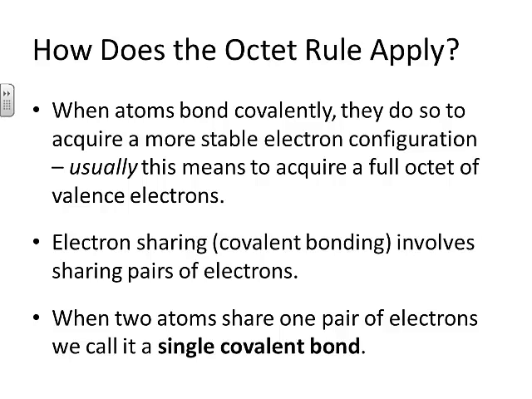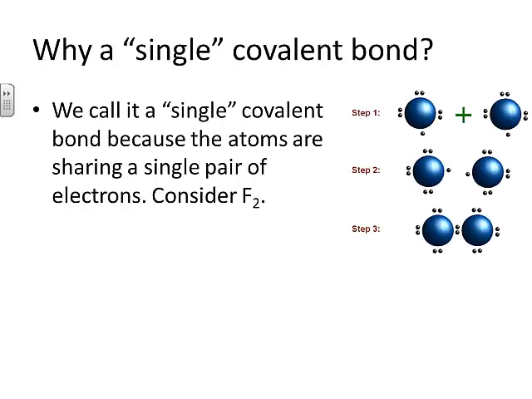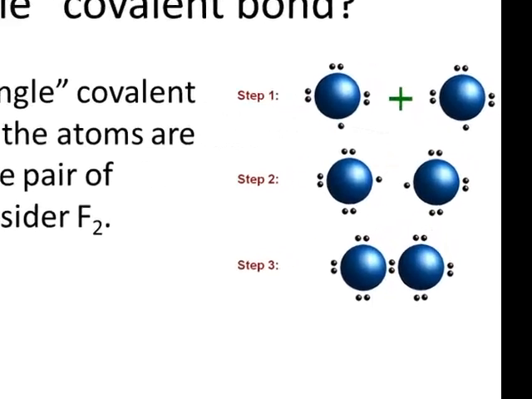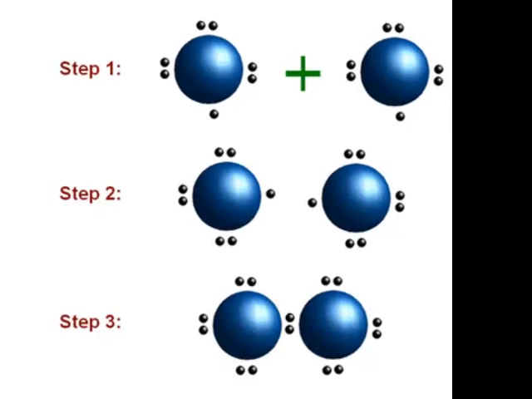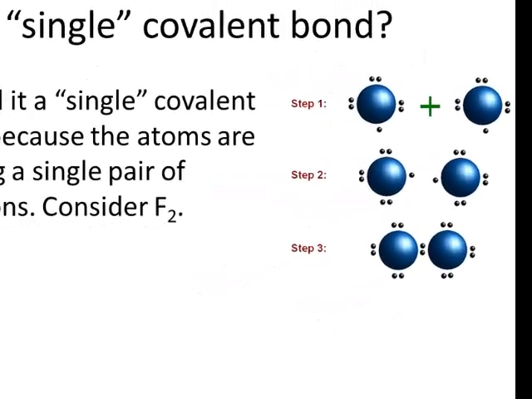Now, electron sharing, as we learned in section 1, is called covalent bonding and involves sharing pairs of electrons. When two atoms share one pair of electrons, we call it a single covalent bond. The reason we call it single is because the atoms are sharing a single pair of electrons. If we consider F2, which is forming in the diagram here on the right, we can see in the top that we have two fluorine atoms, each of which have 7 valence electrons. As they come closer together, those single electrons that are not paired up can form a pair together and be shared between those two nuclei of the fluorine atoms.